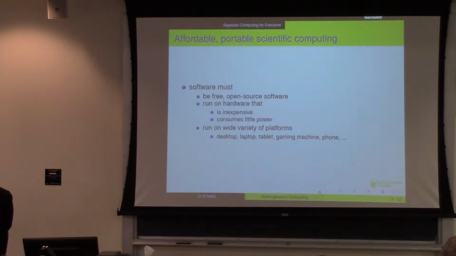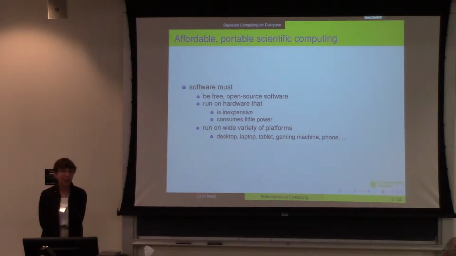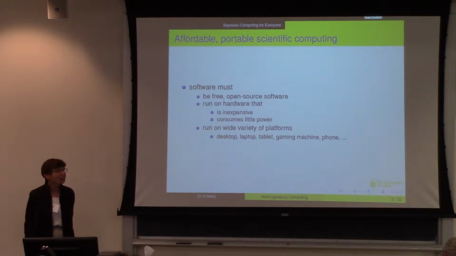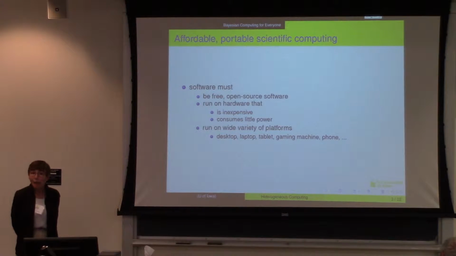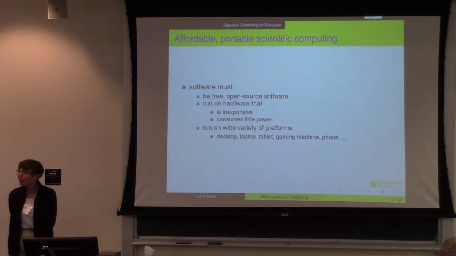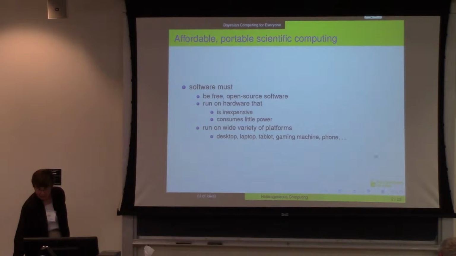So what do we need as characteristics of software and hardware? Well, the software has to be free and open source. It has to run on hardware that's both inexpensive to purchase and requires low power to run. The software must run on a wide variety of platforms. We don't know who our target audience are. Do they have desktops, laptops, tablets, gaming machines, phones, or something else that hasn't been invented?